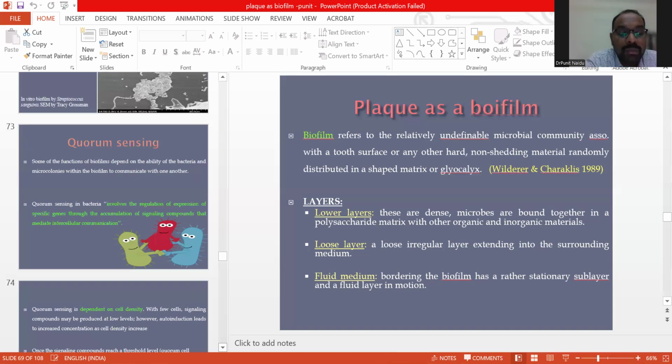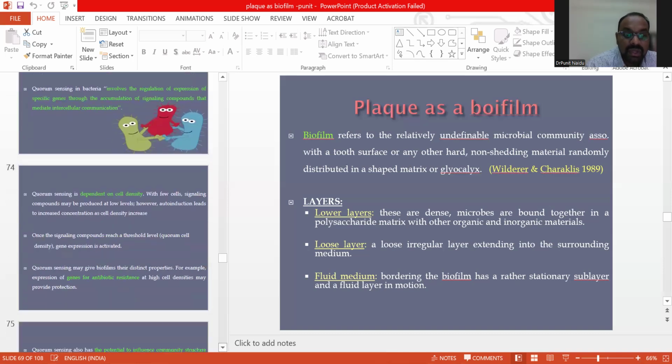What is meant by quorum sensing? Quorum sensing in bacteria involves the regulation of expression of specific genes through the accumulation of signaling compounds that mediate intercellular communication. This totally depends on cell density. With few cells, signaling compounds may be produced at low levels. However, in autoinduction, this leads to increased concentration as cell density increases. So once the signaling compounds reach a threshold level, gene expression is activated.